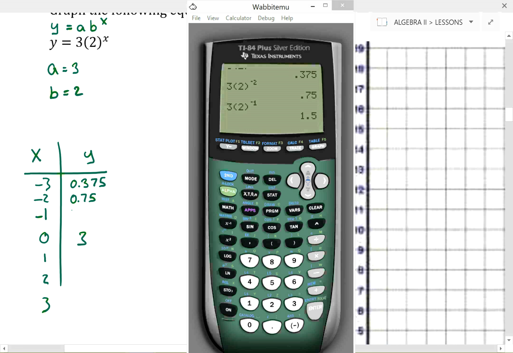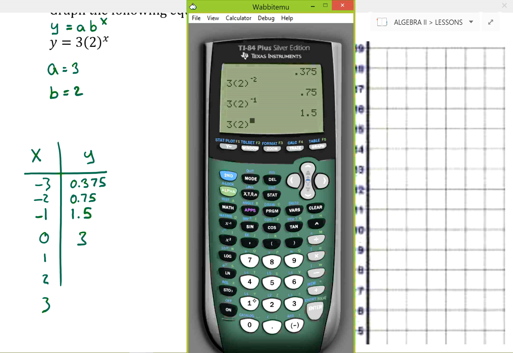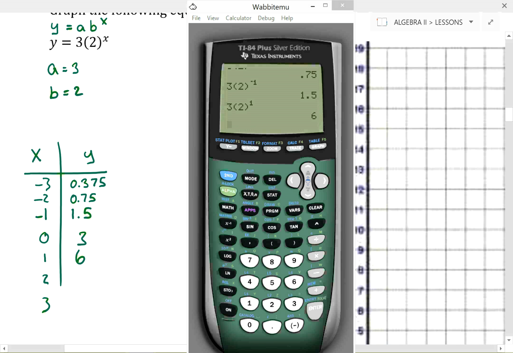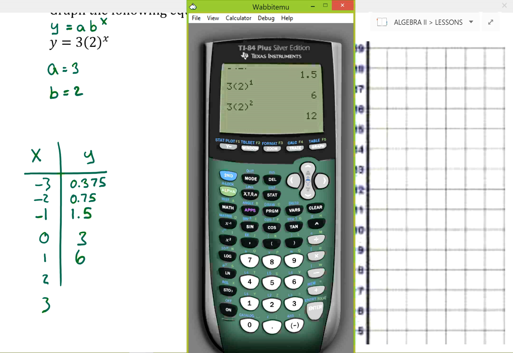We already know that if we plug in 0, we're going to get 3 because that's our y-intercept from our value a. Let's plug in 1. 3 times 2 to the first power is 6. Now if we plug in a value of 2 for x, that's 3 times 2 squared, which is 12.